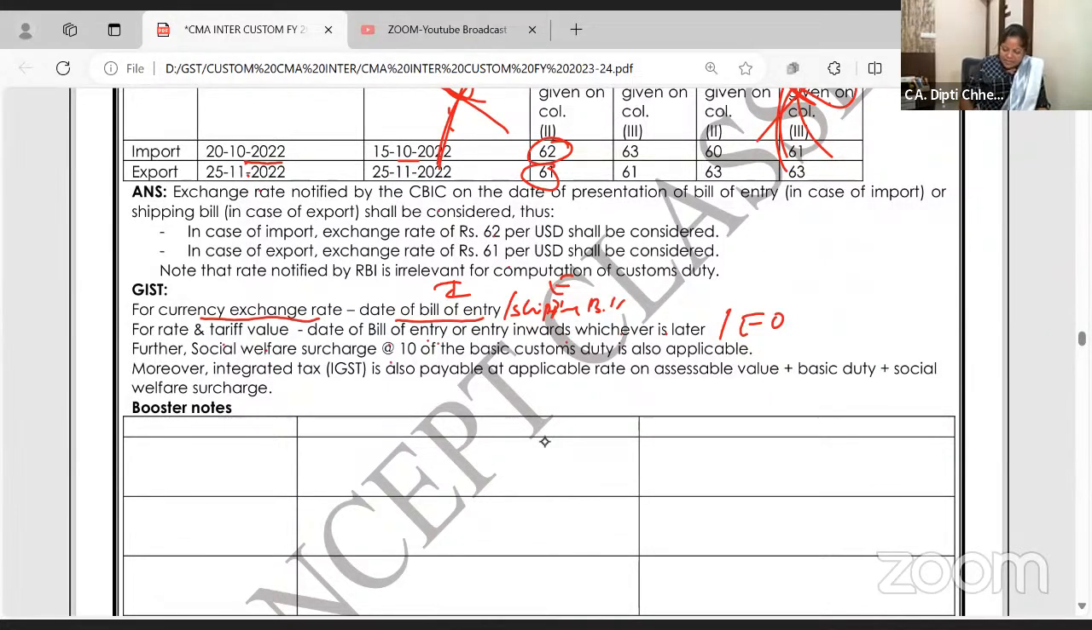Social welfare surcharge is charged on the basic custom duty and IGST is payable on all the duties. Clear?